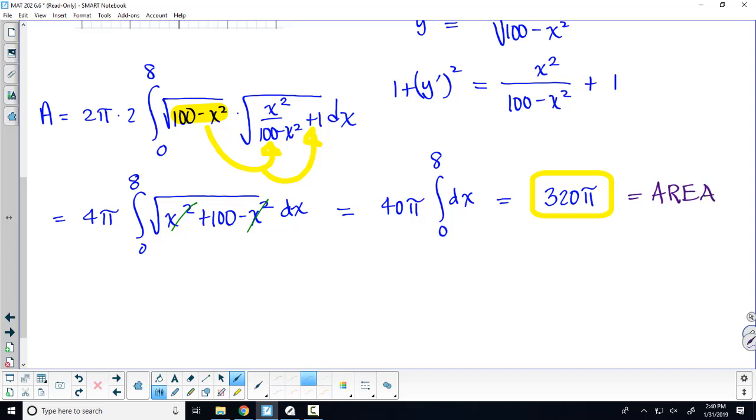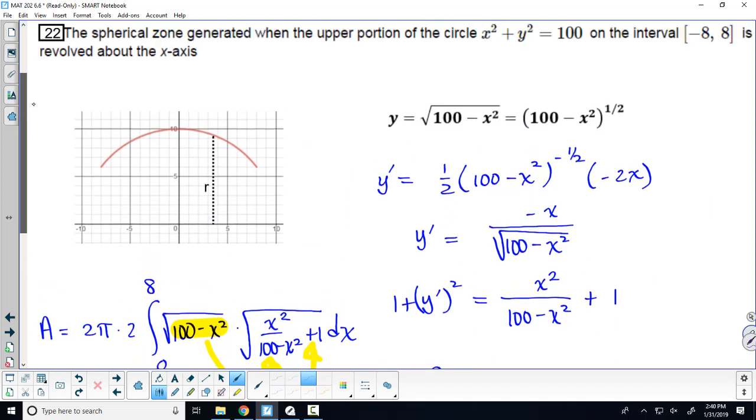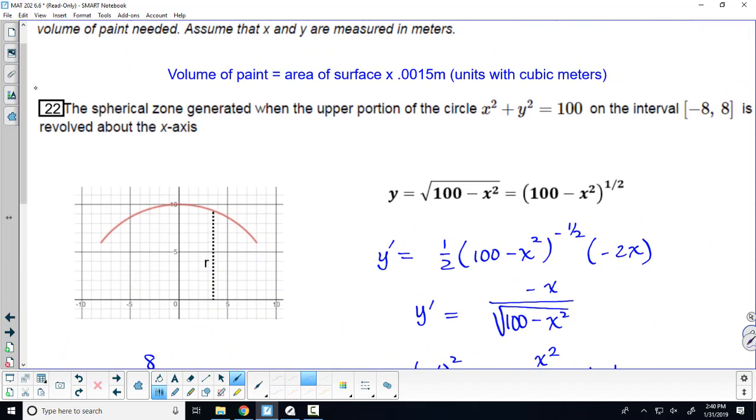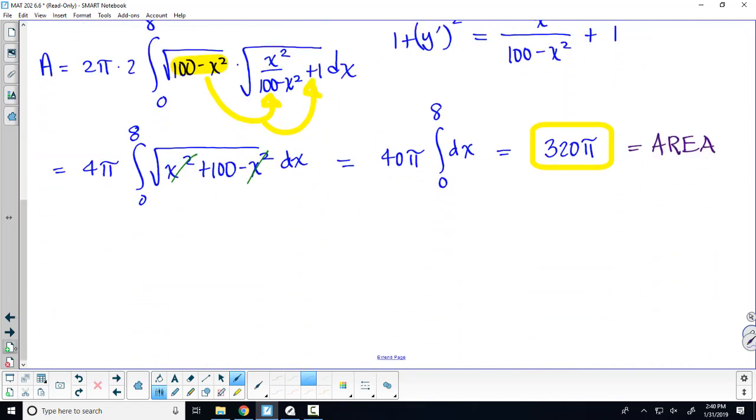They wanted us to figure out the volume of paint necessary. So we'll multiply by the thickness of a layer of paint, and that will give us the volume of paint that we need. So we'll take that, we're going to multiply it by 0.0015, and that will give us our cubic meters of paint.